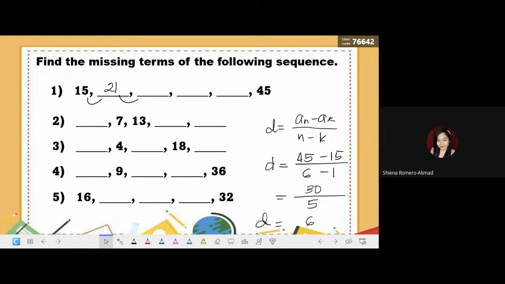How about yung number 2? Ano yung difference ng number 2? Pakihanap. Kailangan din natin siya gawin na yung number 2 na kasi tayo.